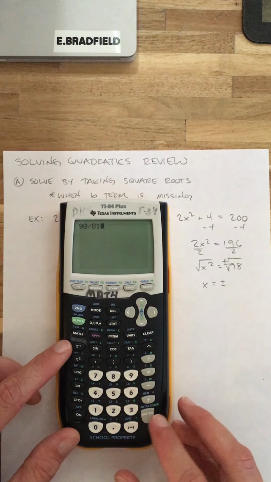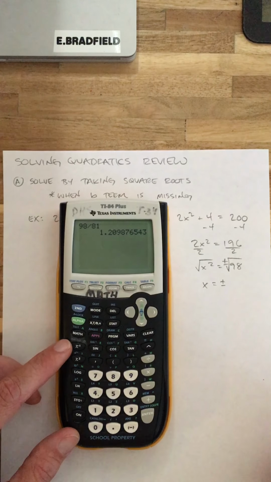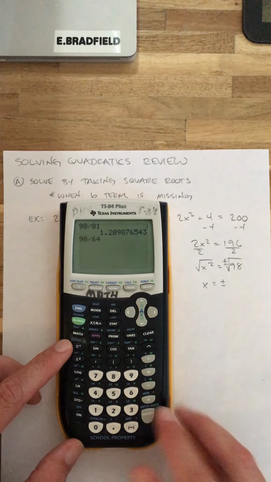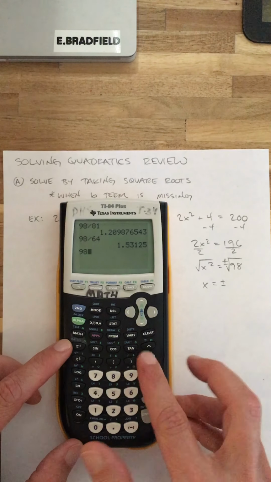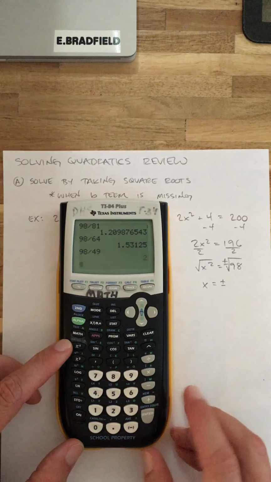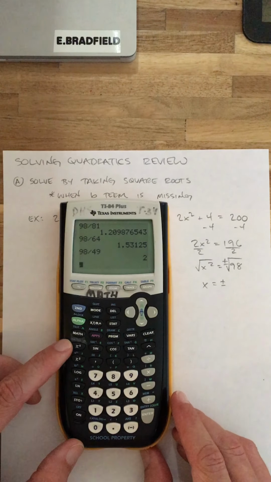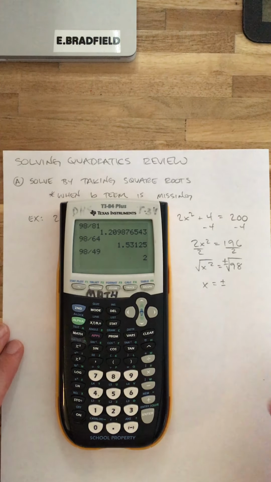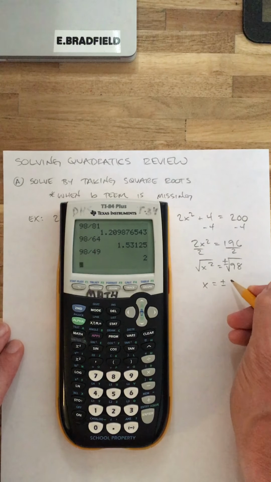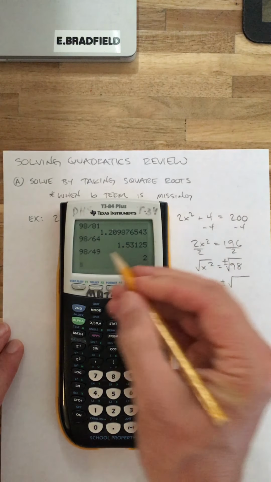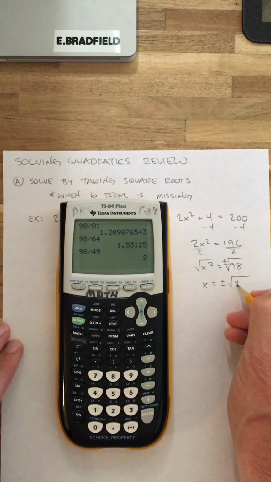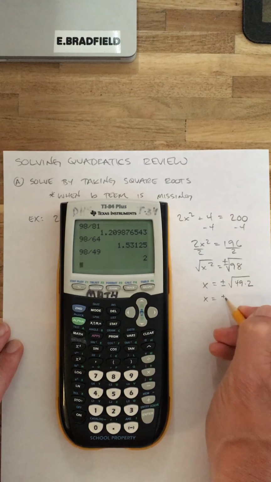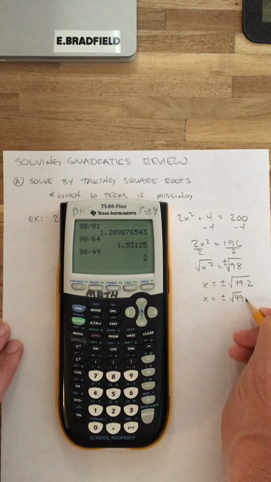98 divided by 81 is a decimal. It's not going to work. 98 divided by 64, that's a decimal. 98 divided by 49. Oh, hey, there we go. It's 2. Didn't see that one coming. So I know that the square root of 98 can be rewritten as the square root of 49 times 2. And now we break it up: x equals plus or minus the square root of 49 times the square root of 2.